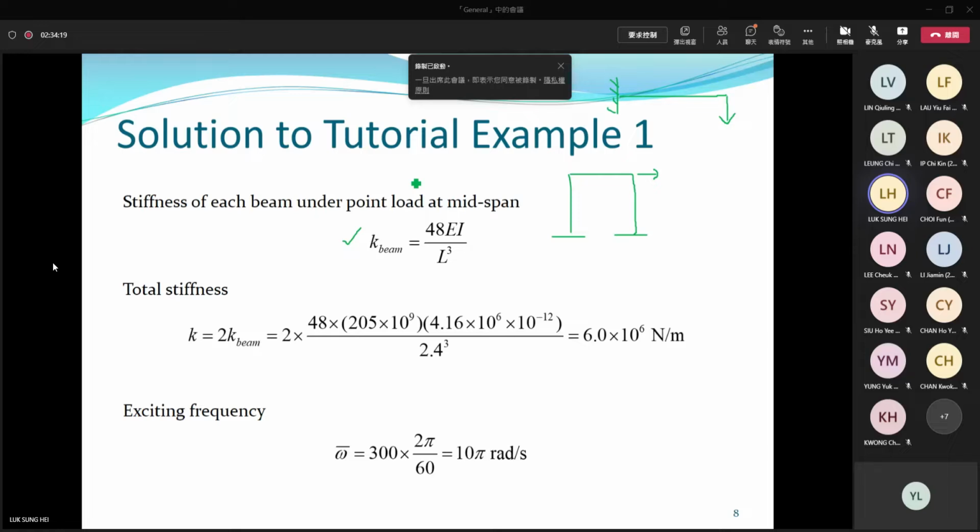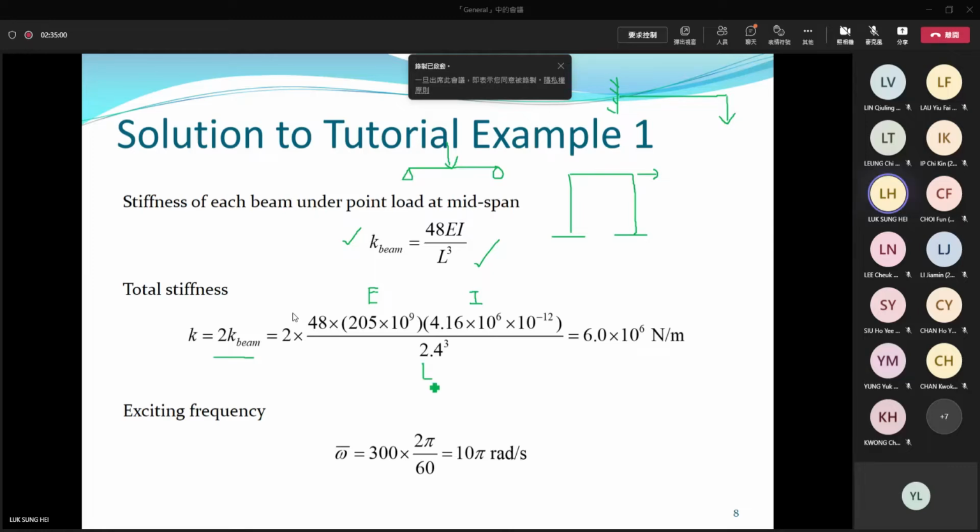In these questions, you consider a simply supported beam under a point load at the middle. So for different scenarios, you can apply different stiffness coefficients. For a simply supported beam under a point load at the middle, the stiffness is equal to 48EI over L cubed. And then use this coefficient twice because you have two beams. According to the previous picture, 2 times 48EI, this is E, this is I, they are given in the problems, over the total length.